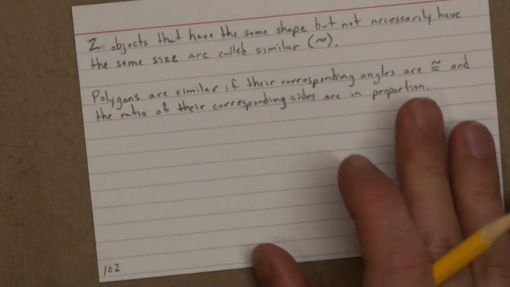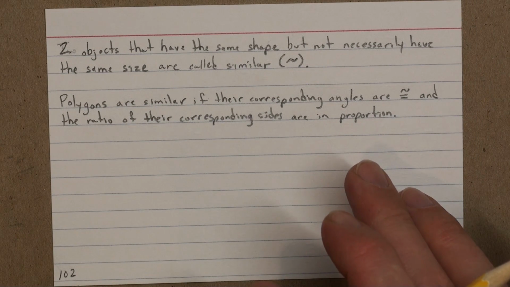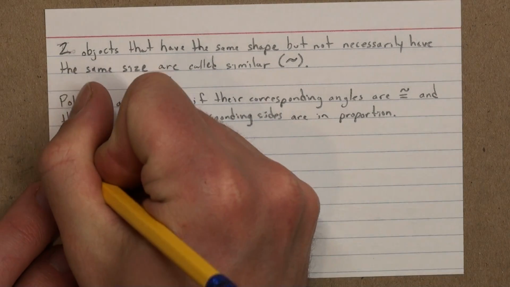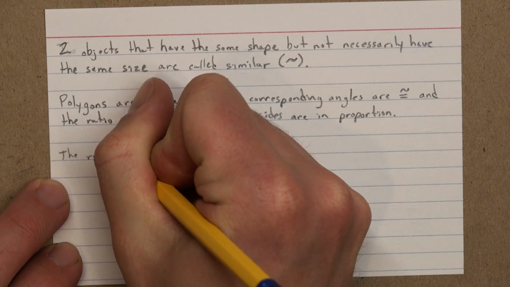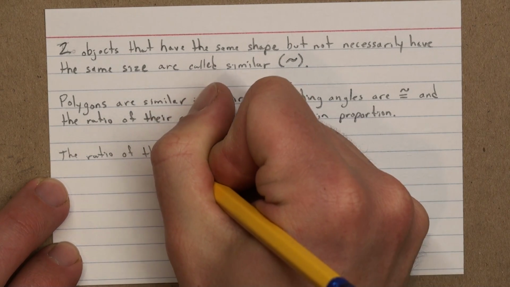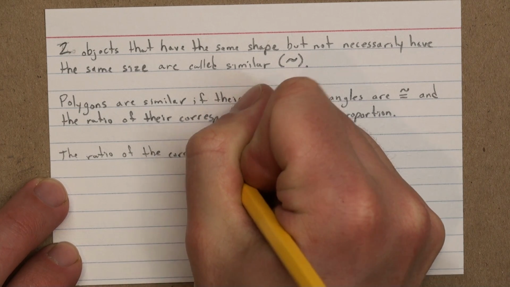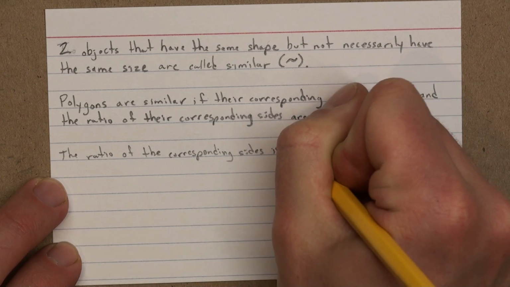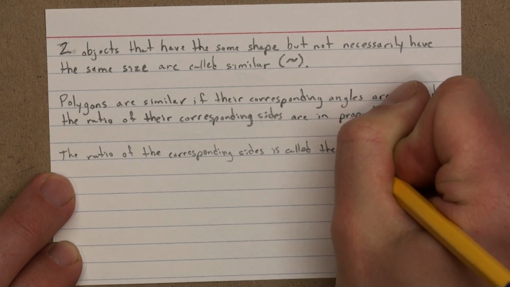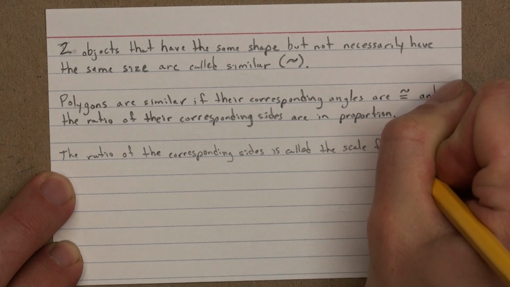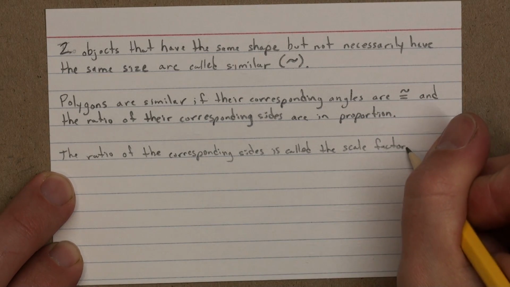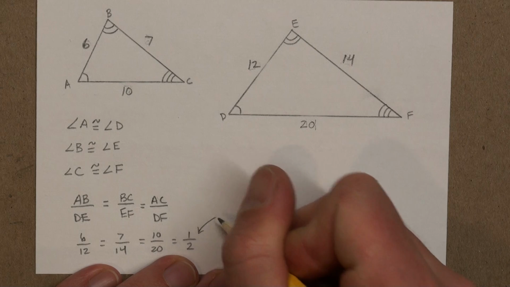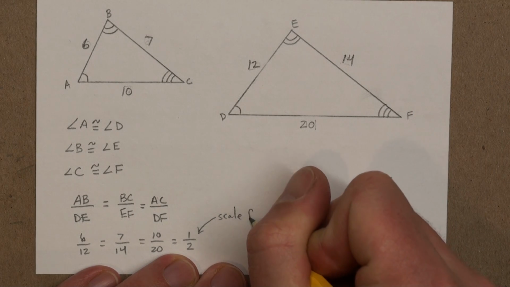Let's put one more thing on the front here. Let's put the ratio of the corresponding sides is called the scale factor. Okay, so that fraction that they're all equal to, that 1/2, is called the scale factor.